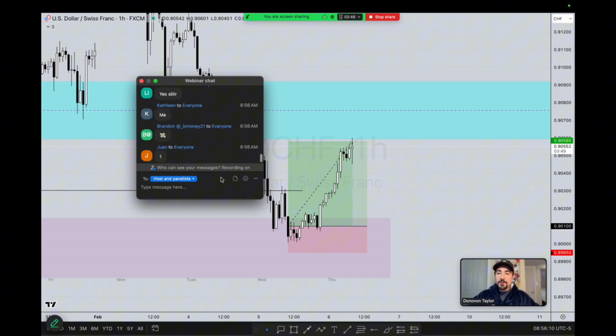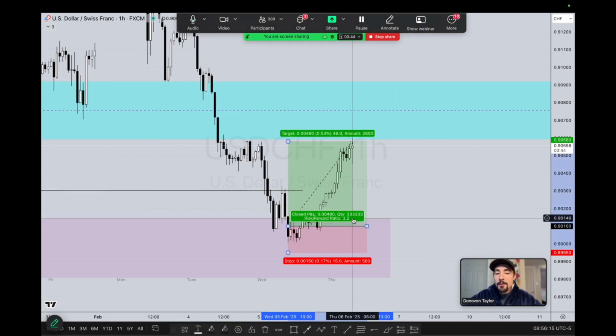So with this particular trade, a bunch of people participated. This was a 1 to 3 risk to reward. So we had 15 pips risked to make about 48 pips. This is just to take profit, literally on this session.